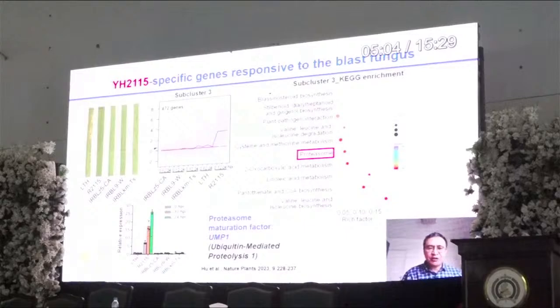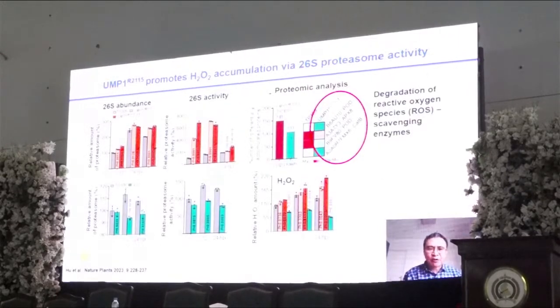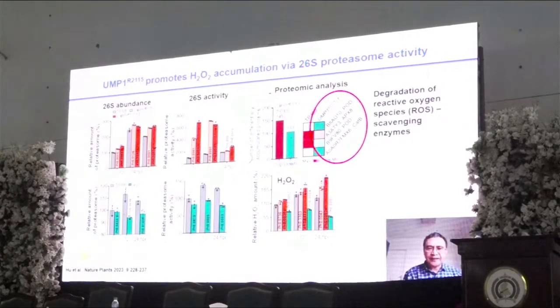This gene encodes proteasome maturation factor UMP1, and this gene is in the susceptible background. And we found the 26S proteasome abundance and the activity all increased, leading to degradation of reactive oxygen species scavenging enzymes such as catalase, which in turn leads to high accumulation of hydrogen peroxide in the lines expressing this UMP1 gene.